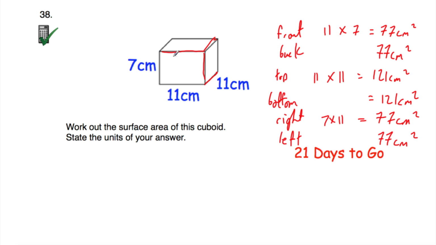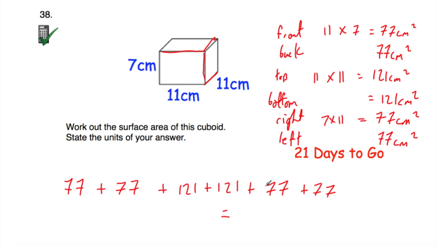And now to find the total surface area, we just need to add together the front, the back, the top, the bottom, the right and the left. So 77 plus 77 plus 121 plus 121 plus 77 plus 77. Whenever we do that, we get an answer of 550 centimeters squared. And if you got that, well done. Okay, let's look at our next question.